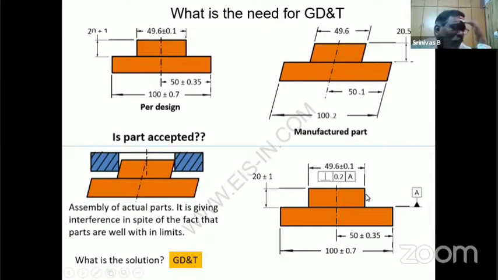What is the maximum boundary of this particular lug? It can never go beyond 49.9. And you know the pocket size. The pocket size minimum is 49.9. Therefore, it is acceptable. Are you appreciating why GD&T has come into existence? This is the reason why GD&T has come into existence.